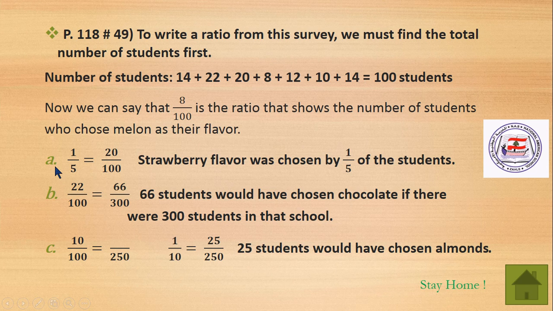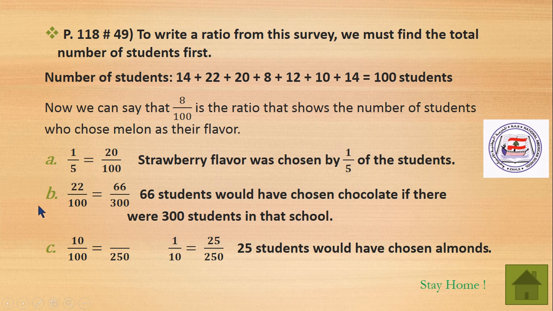Now in part A, which flavor was chosen by 1/5 of the students? 1/5, 1 over 5. But the survey is for 100 students. Then I need to find another fraction equivalent to 1 over 5, but with 100 as denominator. Then 5 times 20, 100, 1 times 20, 20. Then 20 out of the 100 is the number of the students who chose. Look please with me at the table. They chose what? Yes, they chose strawberry. So strawberry flavor was chosen by 1/5 of the students.